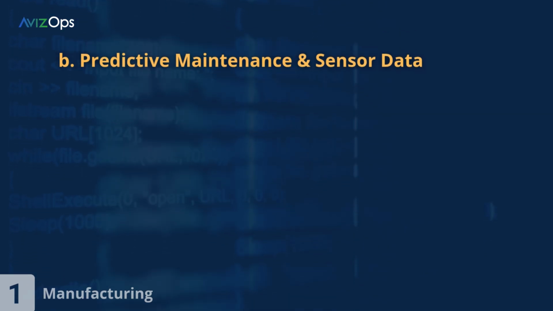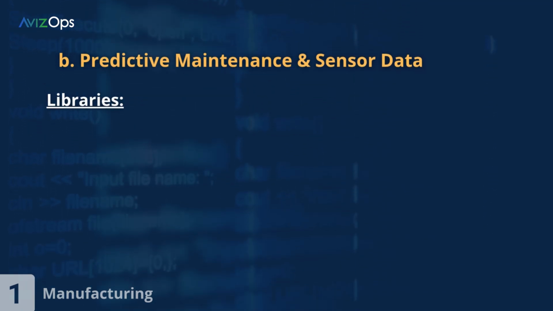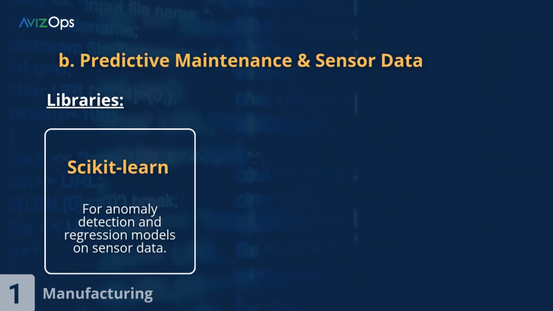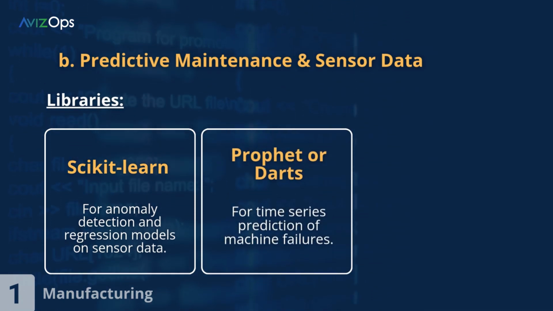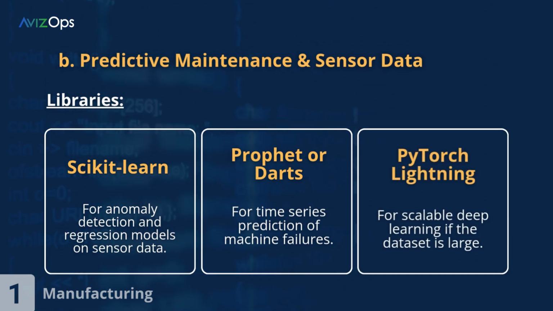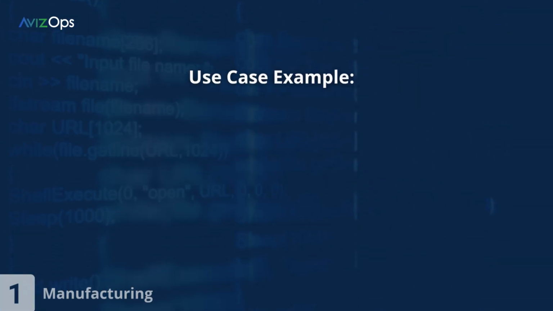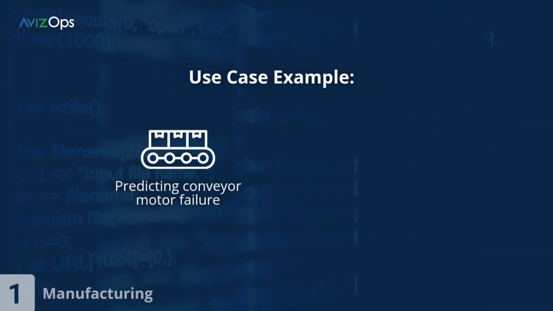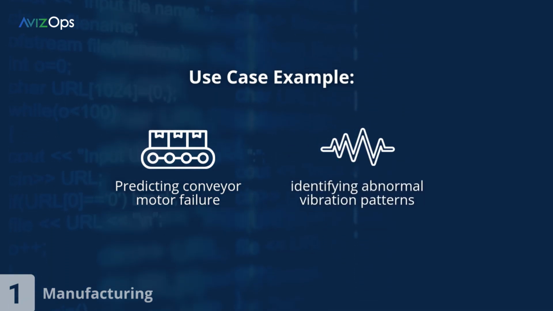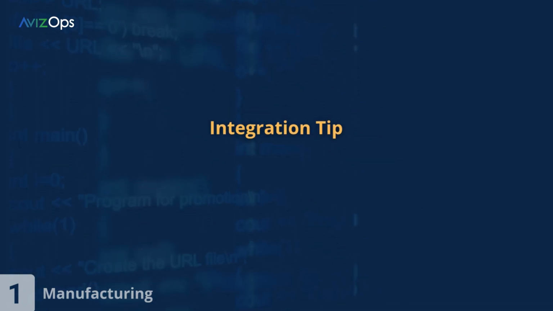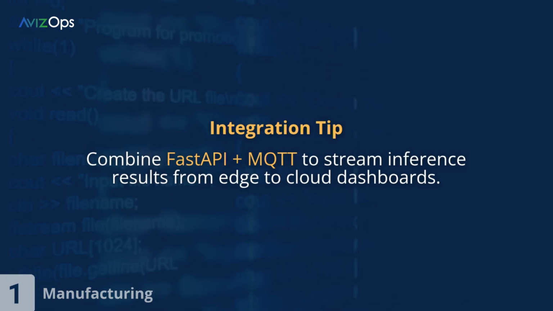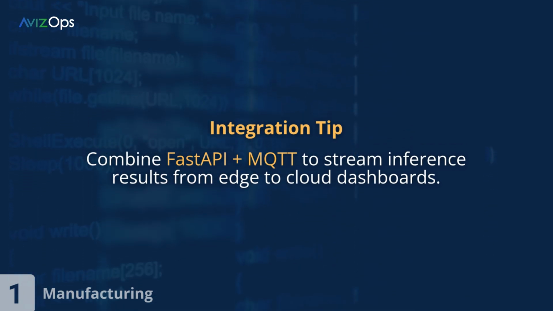For predictive maintenance and sensor data, libraries like Scikit-learn, for anomaly detection and regression models on sensor data. Prophet or Darts, for time series prediction of machine failures. PyTorch Lightning, for scalable deep learning if the dataset is large. Use case example, predicting conveyor motor failure or identifying abnormal vibration patterns. Integration tip, combine FastAPI plus MQTT to stream inference results from edge to cloud dashboards.